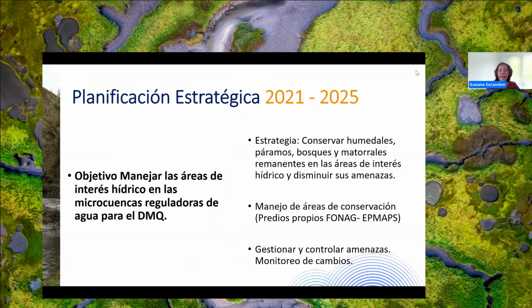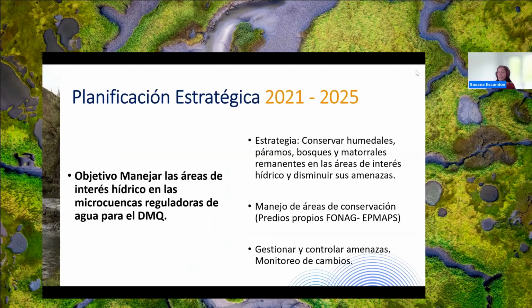As I was telling you, within our strategic planning is to manage the areas of water interest in the water-regulating microbasins for the DMQ. We have 6 conservation waters, in which we cooperate with drinking water, and we also work in importance areas, in hydric importance areas in Quito. A lot of these we work through conservation agreements.